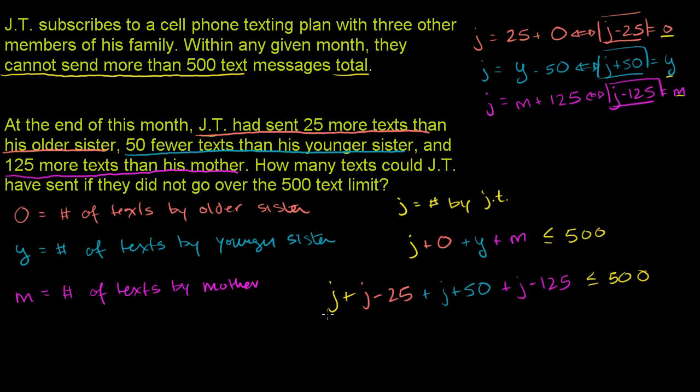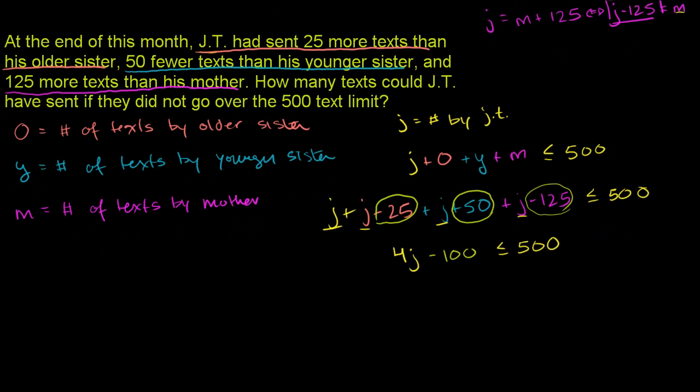So let's add the J's. We have 1, 2, 3, 4 J's. So you have 4J. And let's add the constants. You have a negative 25 plus 50, which is 25. And then you have 25 minus 125, which is negative 100. So 4J minus 100, having added all the constant terms, has to be less than or equal to 500. And now this is a pretty straightforward inequality.